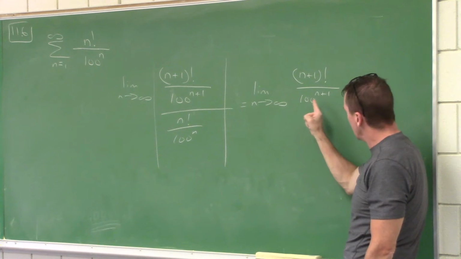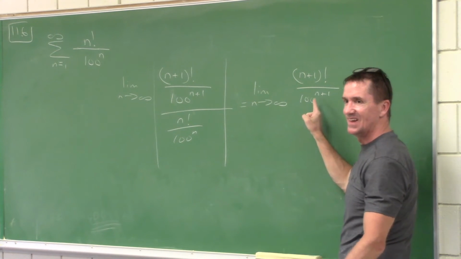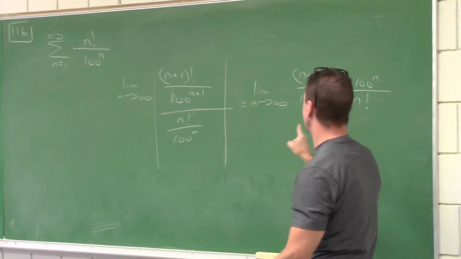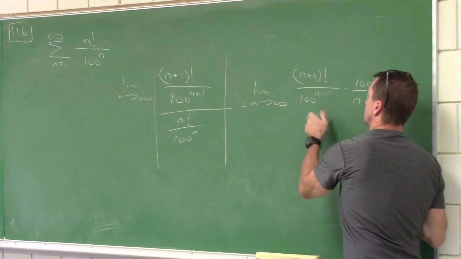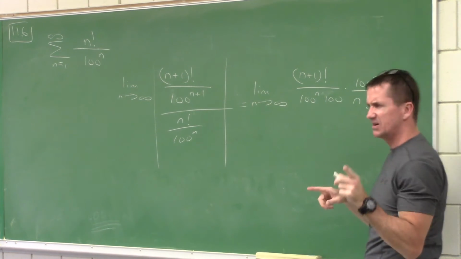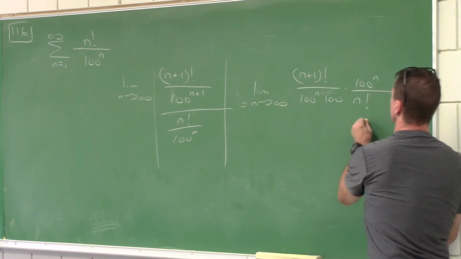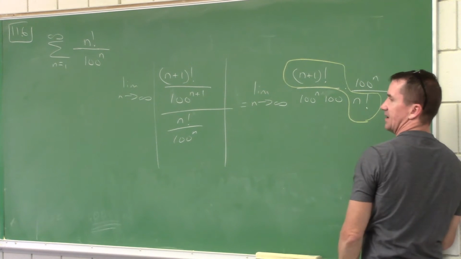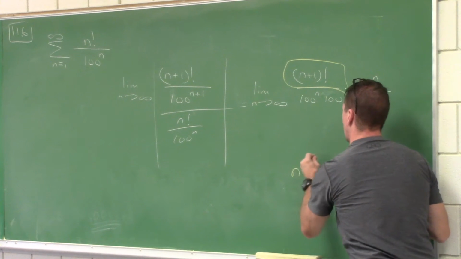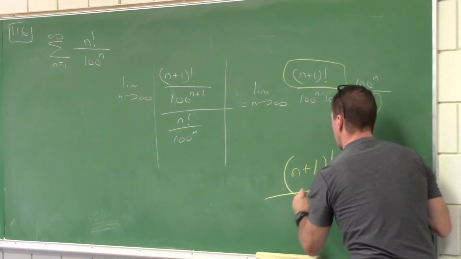How do I want to write 100 to the n plus 1? Jessica, you were awesome. She goes 100 to the n times 100. I'll do that. Very good. Anybody know how to simplify this right here? We need to be able to do that. How do you simplify n plus 1 factorial over n factorial?